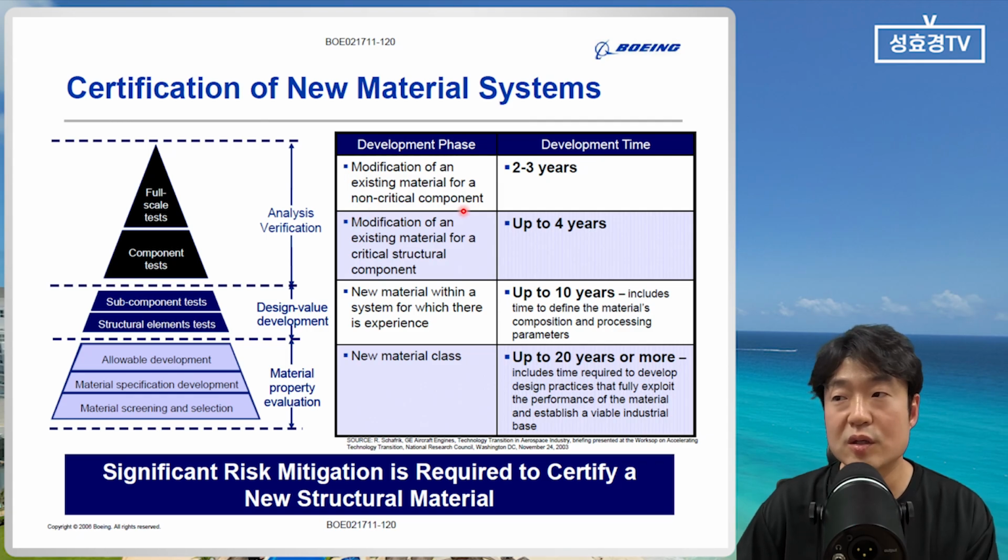This is an example of that. If it is a non-critical component, how long will the development take? It is around 2 to 3 years. You should do a lot of tests to get the statistical data, but it is a non-critical one, so you don't need to worry about A basis or B basis, things like that. But if it is a very critical one, it takes up to 4 years because it should satisfy A basis. A basis means a 95% confidence level, and it should satisfy 99%. So it is very difficult to do it.